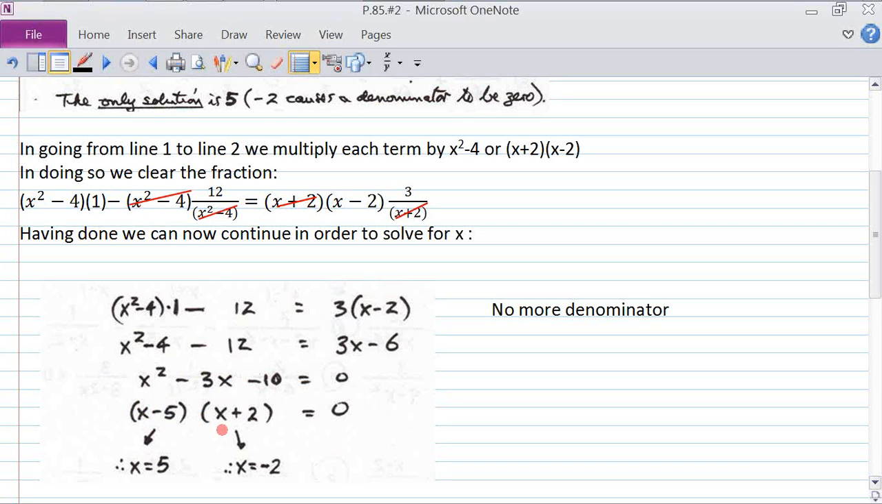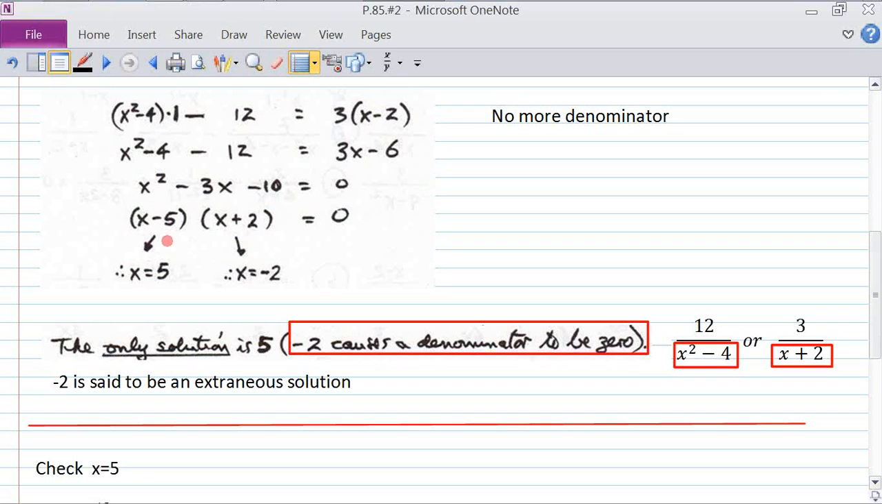The inner times the inner gives me x squared. I have minus 5x plus 2x, inner and outer, combined to be minus 3x, and the minus 5 times the plus 2 gives me the minus 10. So this is the correct factor. From this, I can make x minus 5 equal to 0, in which case x is 5, and x plus 2 equals 0, x is minus 2.